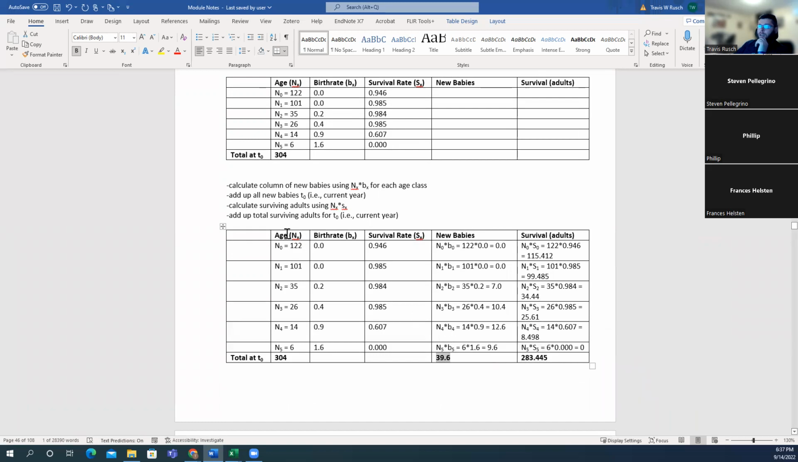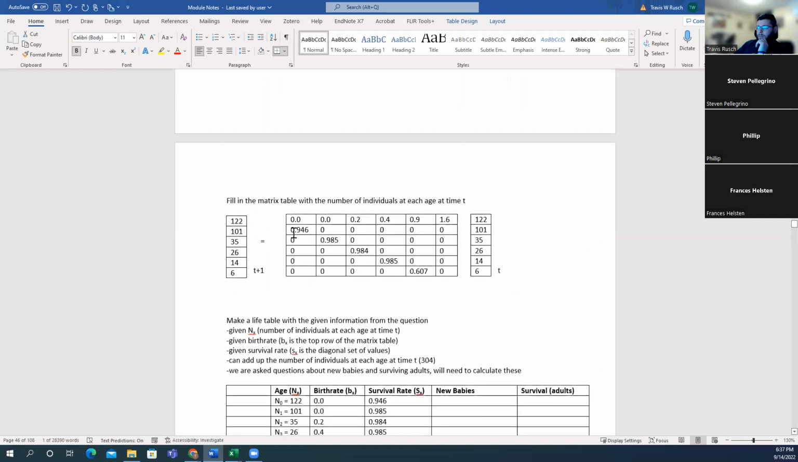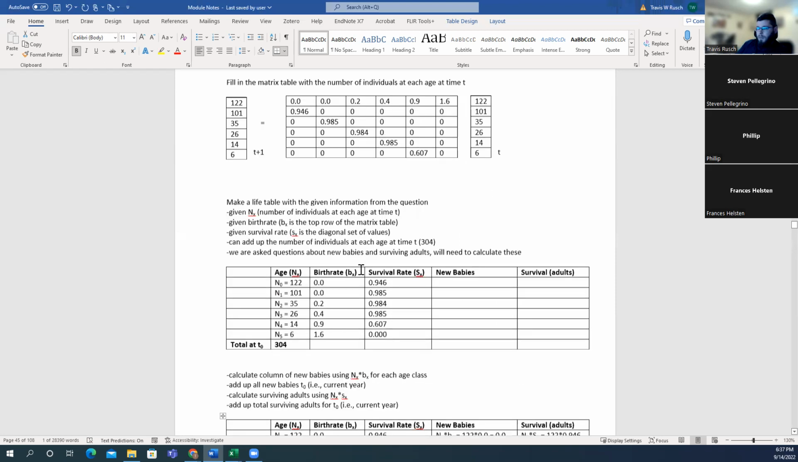What you would be given is this matrix table right here. So you'll be given the age brackets, the number per each age bracket. You'll be given the fecundity rates and the survival rates. You just have to know how to recognize what these numbers mean.